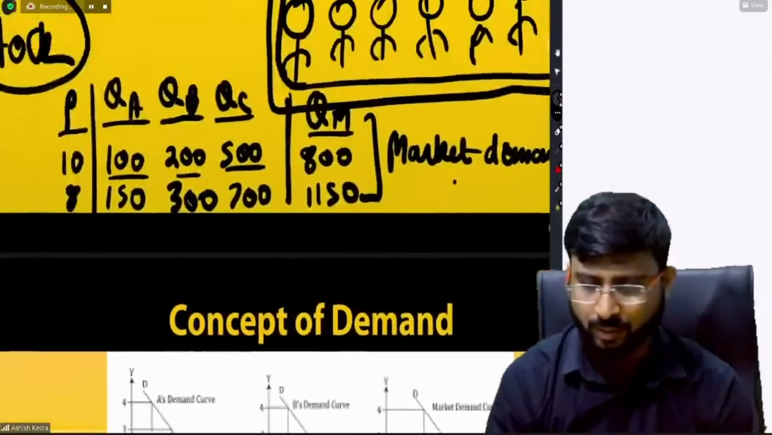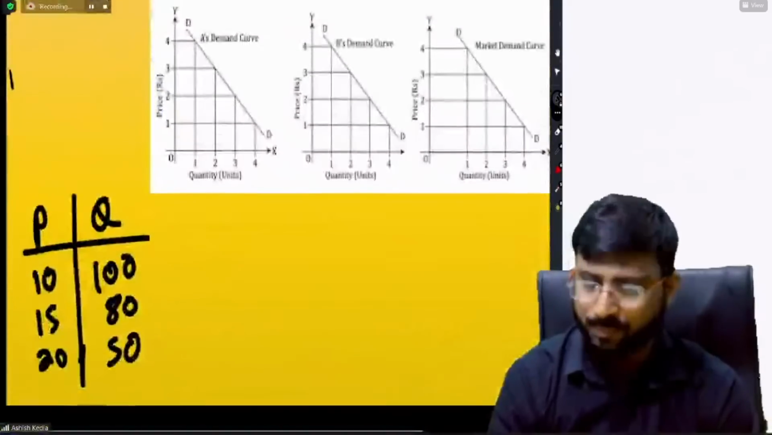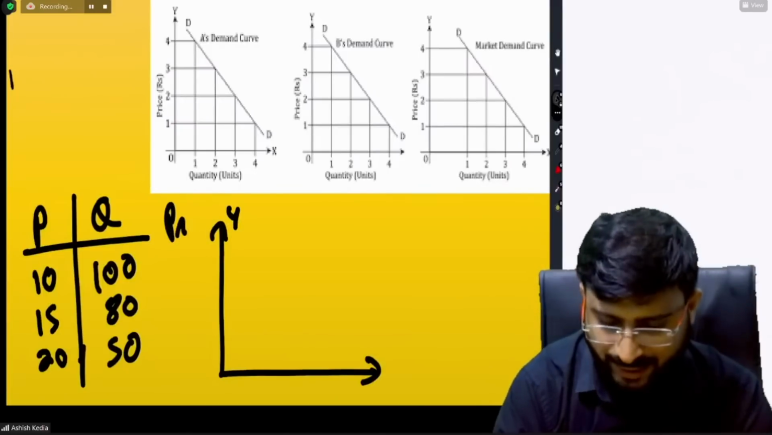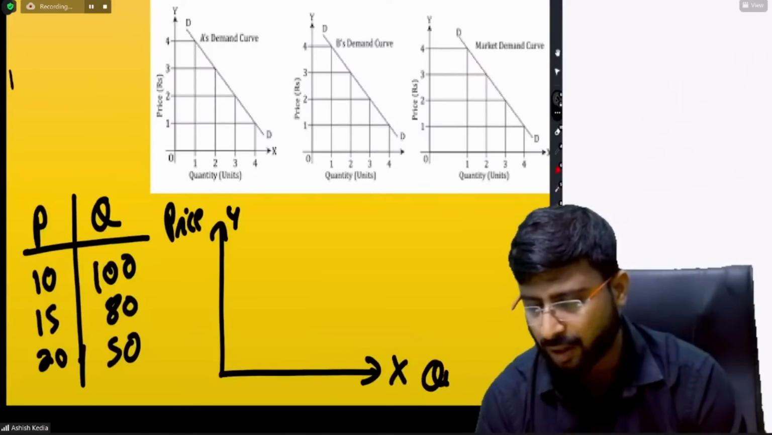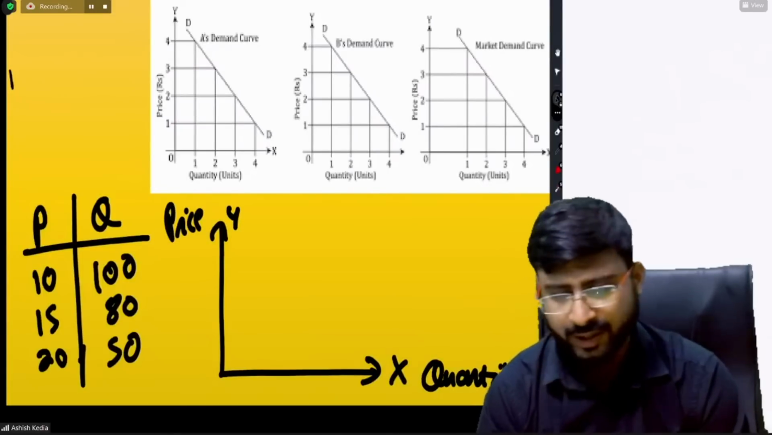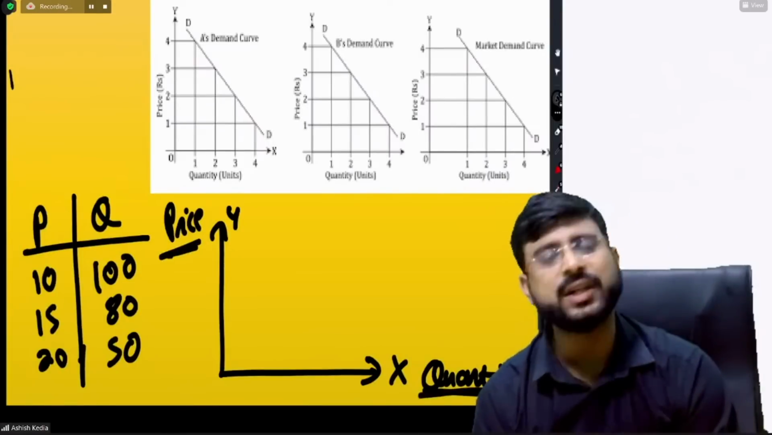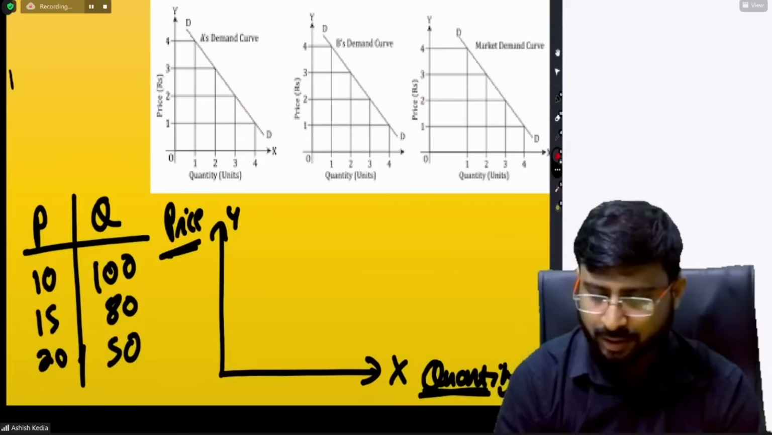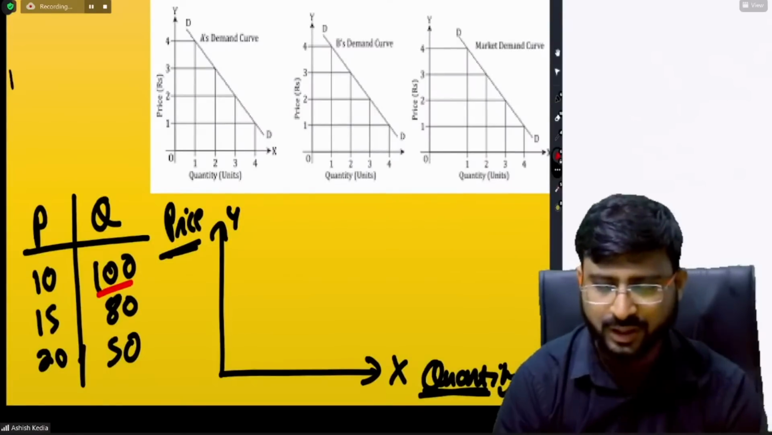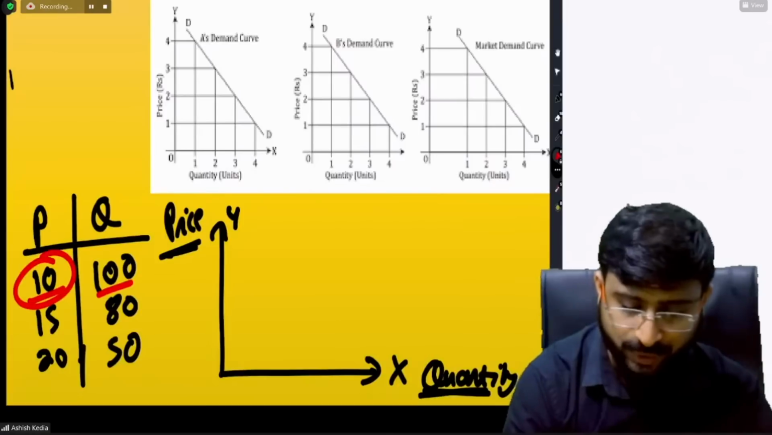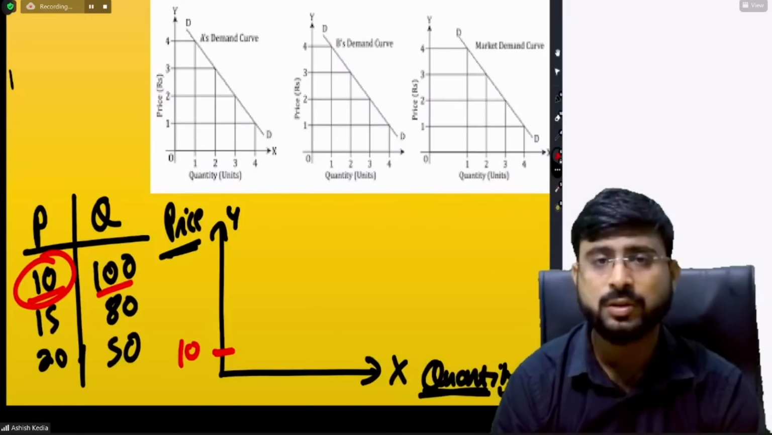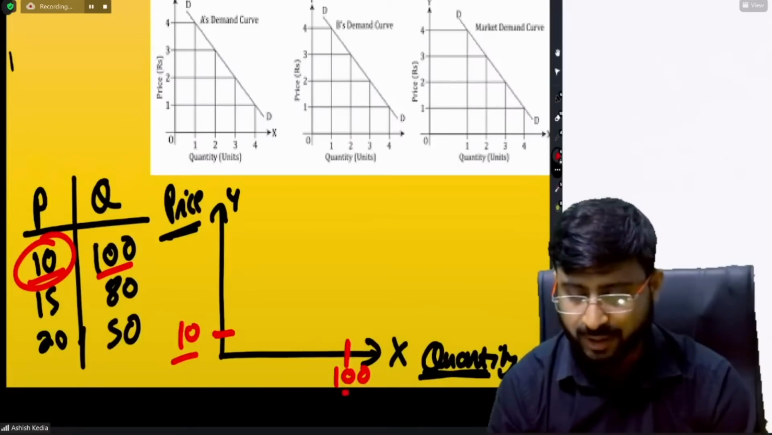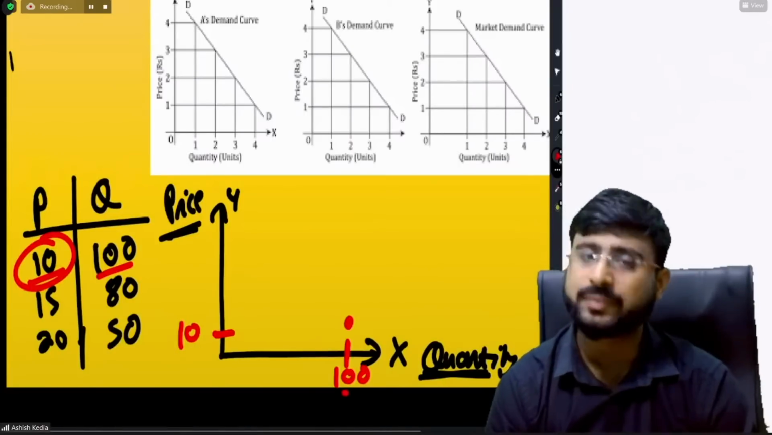Now, see, what is happening is, this is the y-axis for price. This is the x-axis for quantity. Okay, here is price, here is quantity. Now suppose price is 10 rupees here. So price is very low. Now demand is 100 units, so very high. Both of them seem to intersect here.